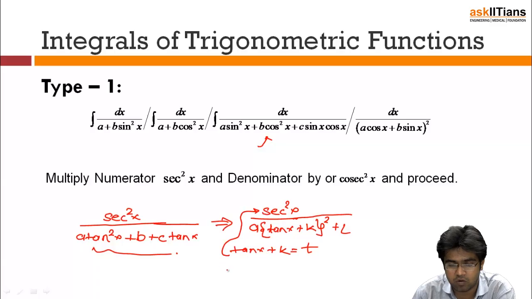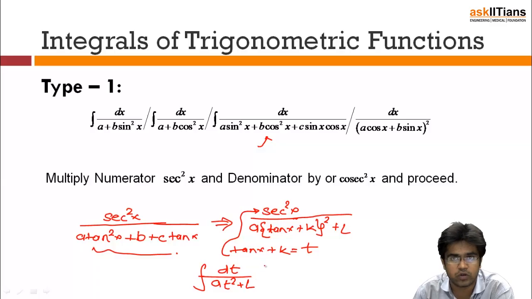So that means this will now simply become d divided by a t square plus l integration, which we can easily do. So this is what happens with all these things. You need to make tan in the denominator, make sec square in the numerator, so that will already be there because we have multiplied and divided by sec square to the numerator as well as denominator. So that is what happens.